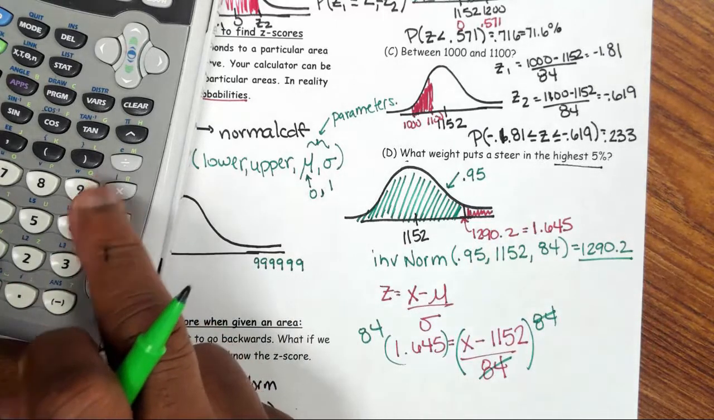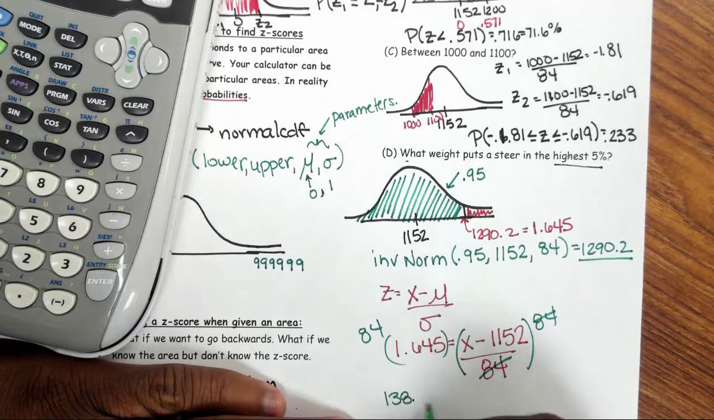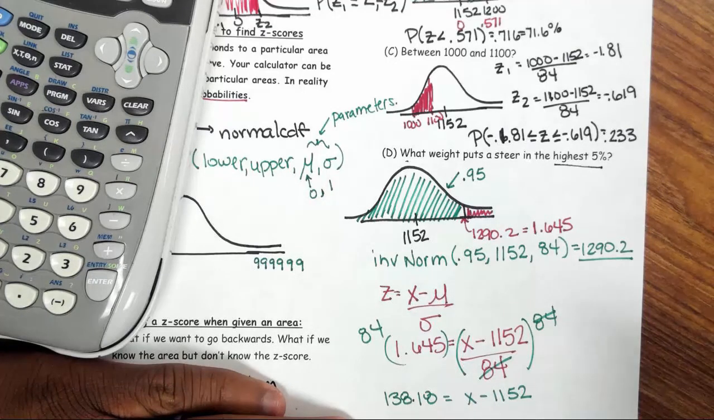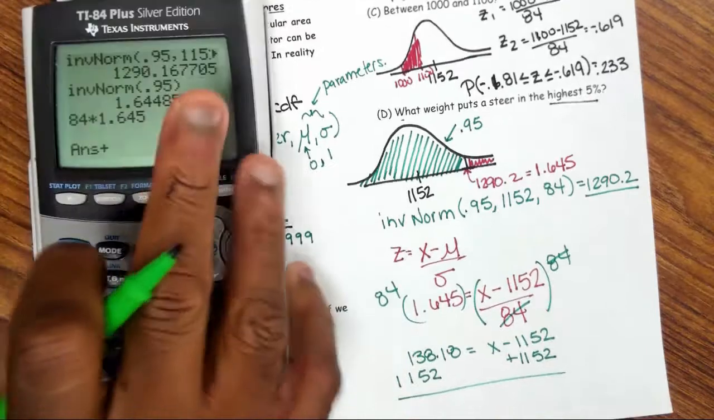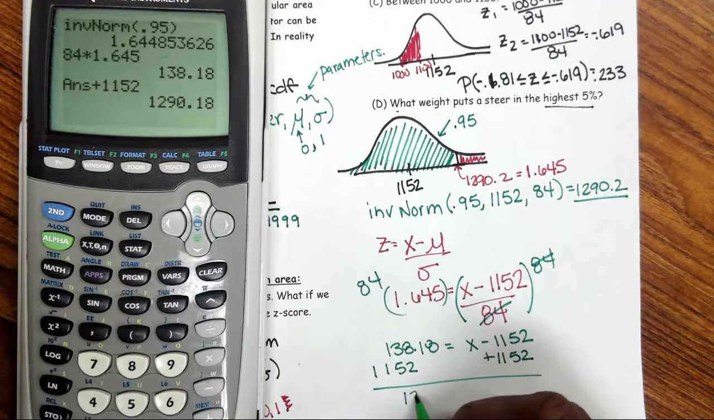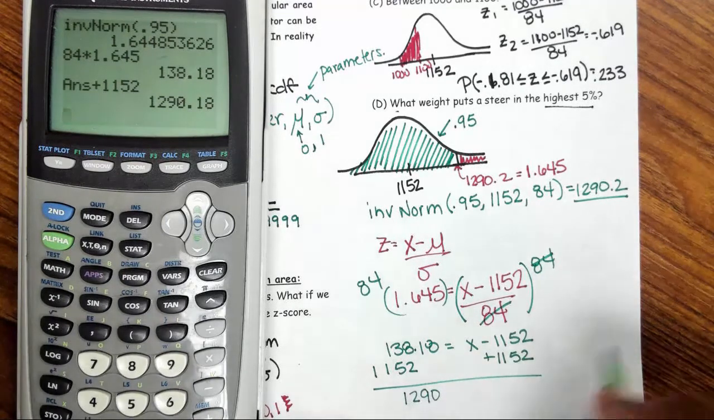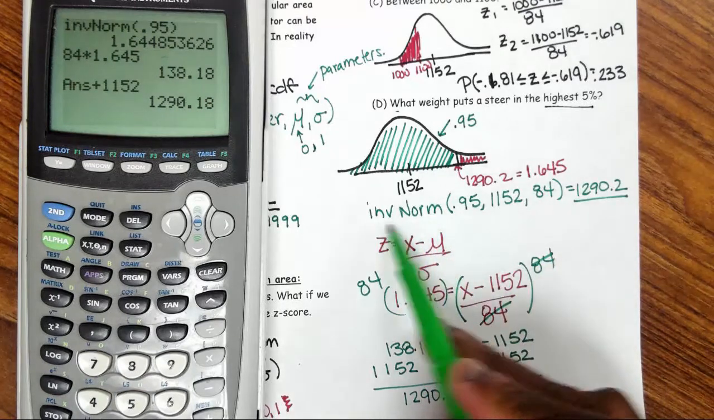So that's 84 times 1.645. This is 138.18, which is equal to x minus 1152. We'll add 1152 to both sides to get x by itself. And I get x is equal to 1290.2 again. So this is the math that the calculator did for you when you did it the first time. When you do inverse norm, it's a lot easier to go straight to here than to do all this work.